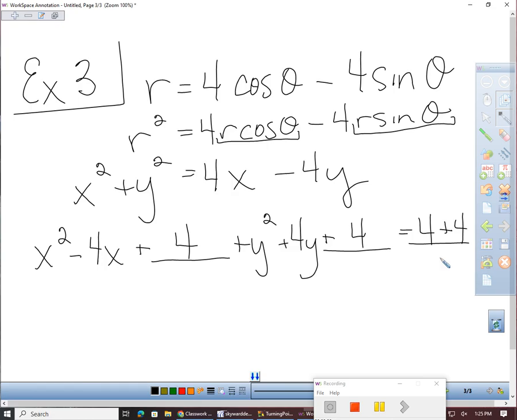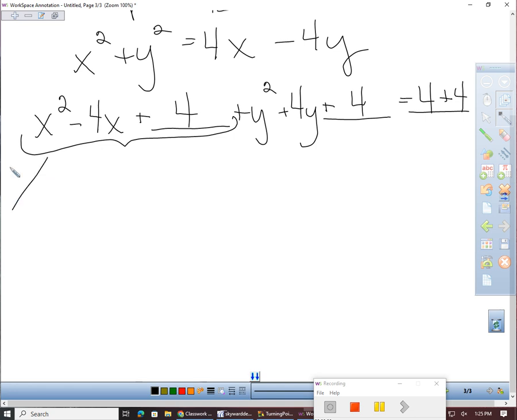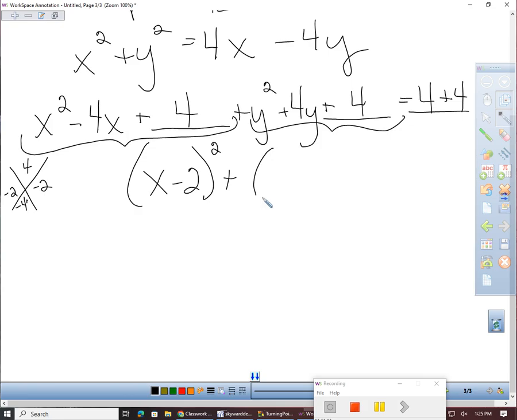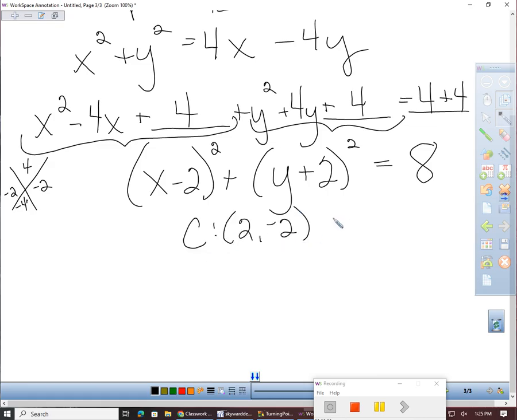Any questions so far? All right, so this is going to be my first perfect square right here. If I were to draw my x, 4 on top, negative 4 on the bottom, what are both of my sides? Negative 2 and negative 2. So this one is x minus 2 squared plus, now I've got to do this one, which is y plus 2 squared equals 8. So I have a center at 2, negative 2, and a radius of square root 8, or 2 root 2.